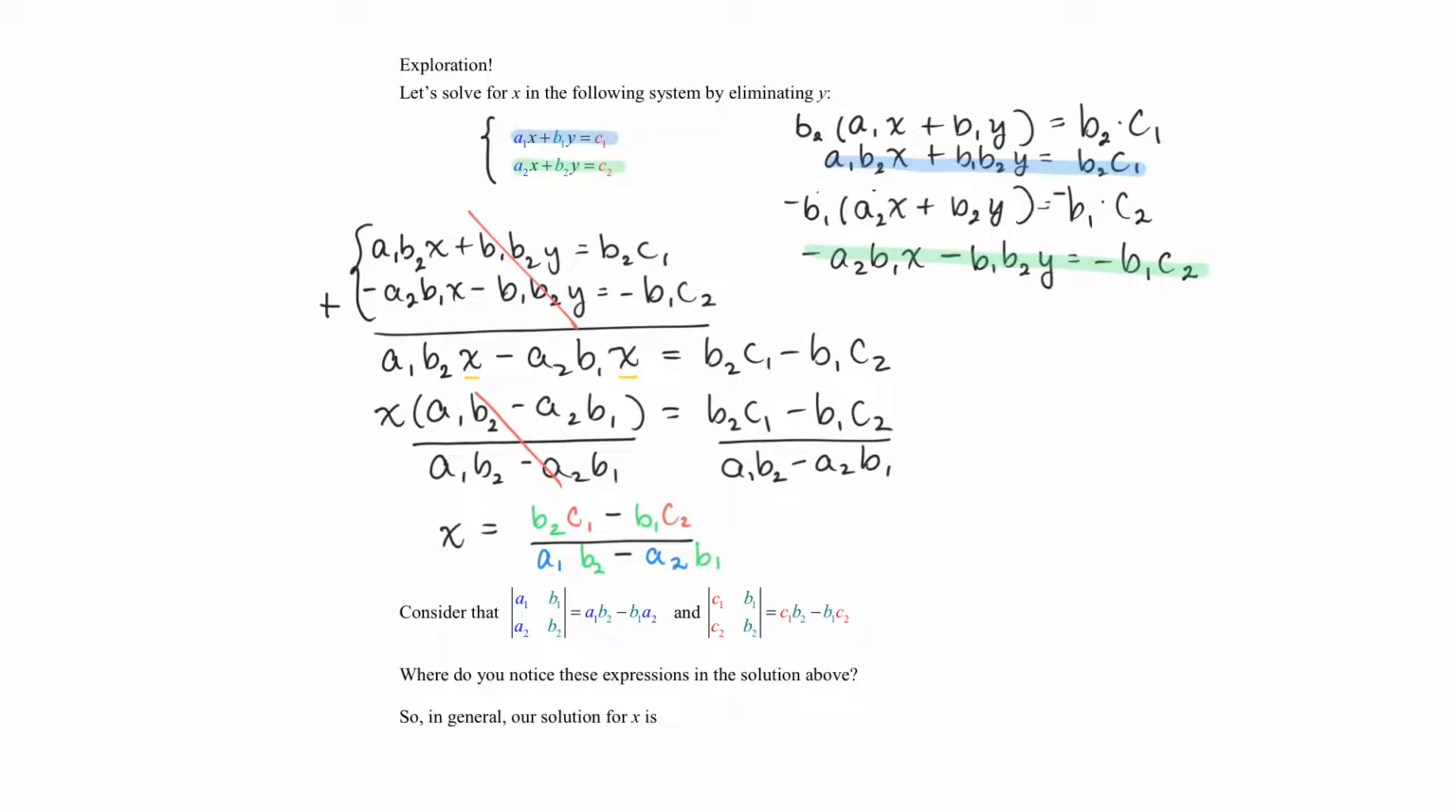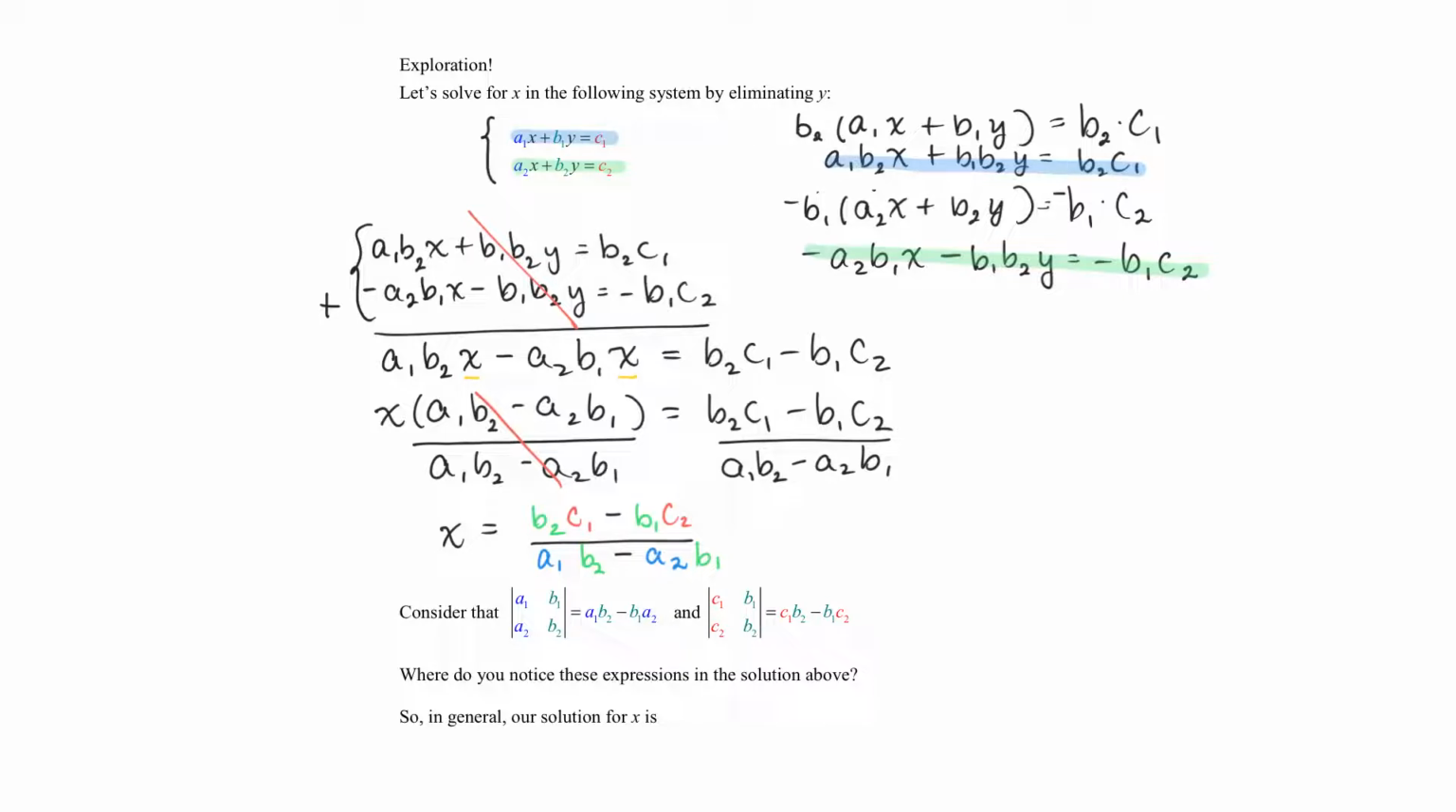I want you to consider, though, that if I form a determinant like this, where I've got in the first column of that determinant the coefficients of x for my system, and the second column is the coefficients of y from my system, and I find my determinant, multiply this way minus this way, I'm going to get a sub 1 b sub 2 minus b sub 1 a sub 2. And where do you see a sub 1 b sub 2 minus a sub 2 b sub 1? Why, it's in the denominator of my solution, isn't it?